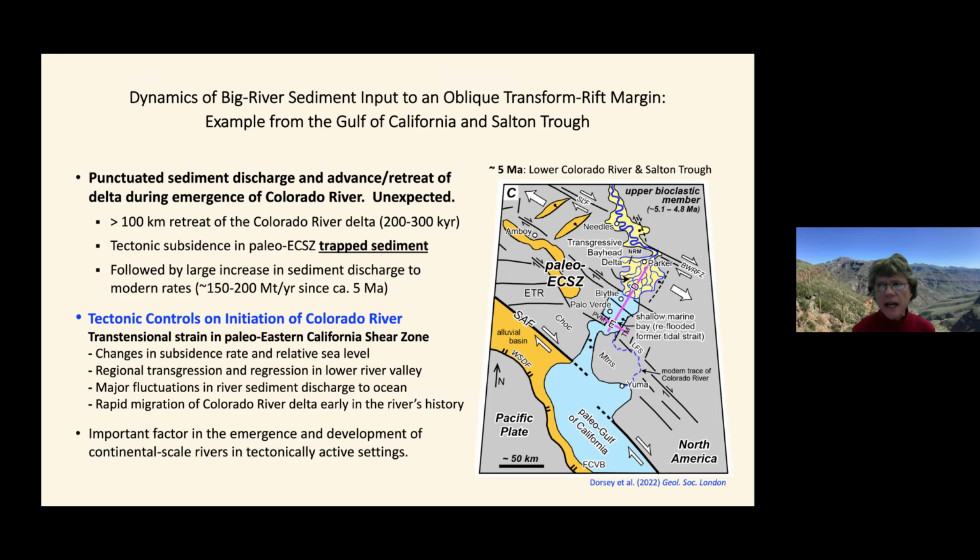And this is a kind of unexpected result, which means it's still kind of controversial. But it's pretty well supported with lots of data right now. And it just helps us to highlight the importance of tectonic controls on the initiation and early evolution of the Colorado River, with a particular emphasis on the role of the Eastern California shear zone at that time, which was a transtensional strike slip normal fault network, which was very, very well situated to accomplish that sediment trapping.